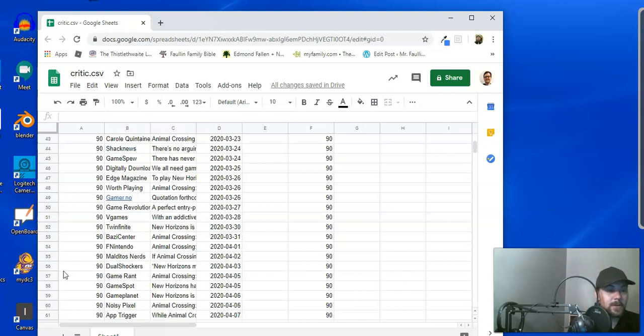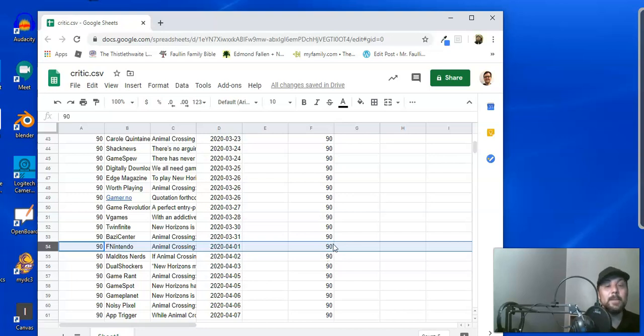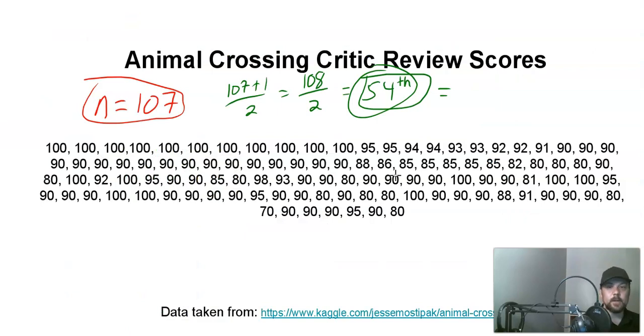So let's scroll down. Here's 54 right here, and it looks like 90. Now there's multiple 90s, so don't let that bother you, but 90 will be our median in this data set. So 90 is the 54th data value in the set.